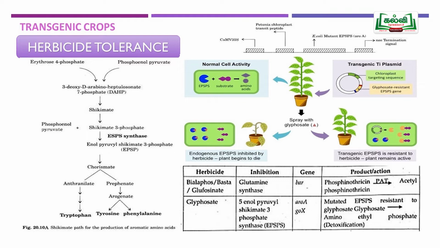So the transformed plant will survive, and the non-transformed plant will be affected by the glyphosate chemical. The transformed cell will survive well. So we may use this as a herbicide tolerant plant. Similar work has also been done with certain other genes, such as BAR, GOX and PPT, and herbicide tolerant plants have been produced.